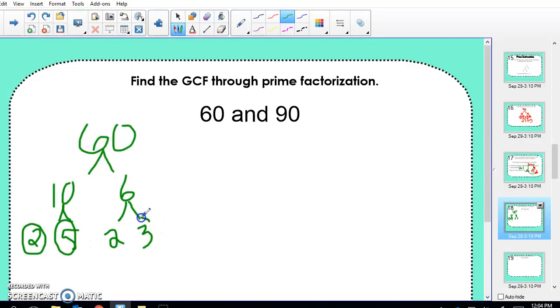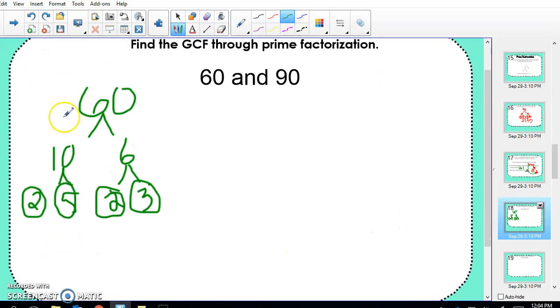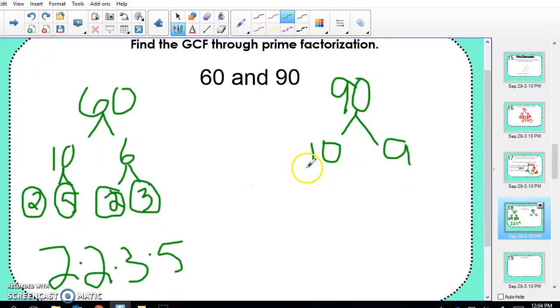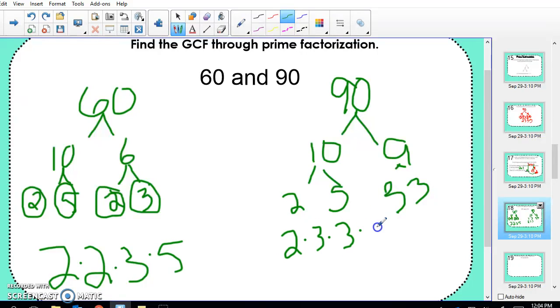All right, at this point, go ahead and pause your screen. Why don't you try and do 90 by yourself? Let's see if we get the same answer. Okay, your prime factorization for 60 will still be 2 times 2 times 3 times 5. Remember, you have to show least to greatest. And for 90, if you haven't done it yet, please do so by yourself and freeze your screen. I should get 10 times 9. Out of 10 will come a 2 and a 5. And out of 9 will come a 3 and a 3. And when you multiply these together, you should get 2 times 3 times 3 times 5.